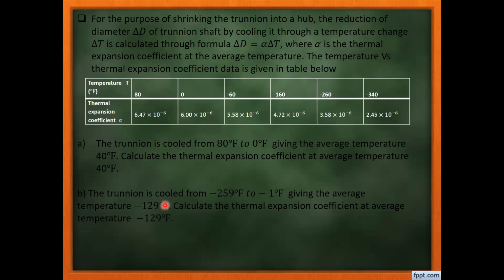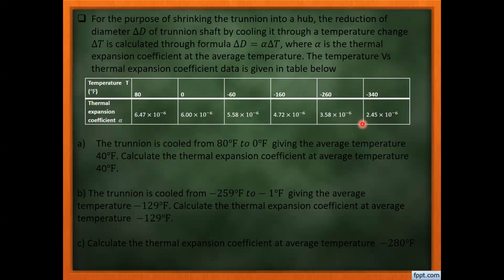In the second part, we have an average temperature of minus 129 degrees, which lies somewhere in the middle of the table. So in this case, we are going to use the central difference interpolation. And in the last case, calculate the thermal expansion coefficient at an average temperature of minus 280 degrees, and minus 280 lies near the end of the table. So I'm going to use the backward difference interpolation.